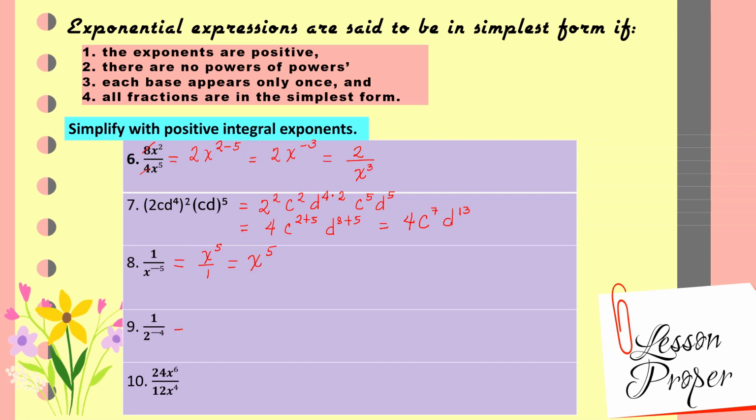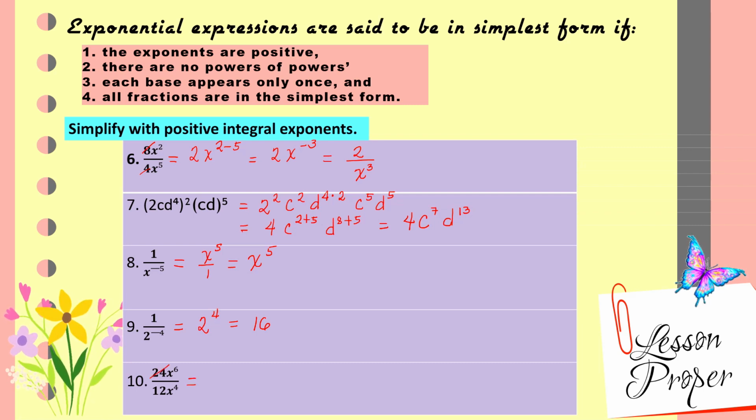So, in number 9, this is the same as number 8. Kaya lang, numerical value ito. So, you will have 2 raised to the 4. And 2 raised to the 4 is 2 times 2, 4 times 2, 8 times 2, 16. So, this is 16.